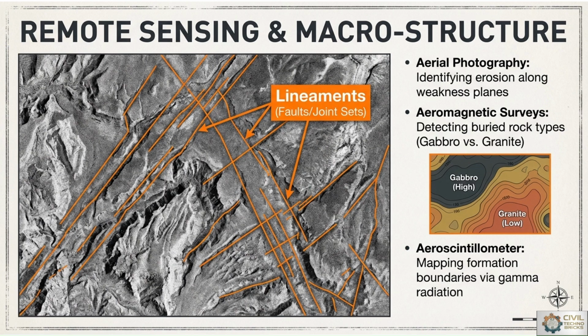So granite is a hard rock, gabbro is not a hard rock, so we can prefer granite rock from the embankment or stability point of view. Also, mapping formation boundaries via gamma radiation: we can emit rays using some emitters, so that the structural members or geological characteristics beneath the earth surface may be targeted, and we can get the information in terms of vector data, just like a tabulated format.